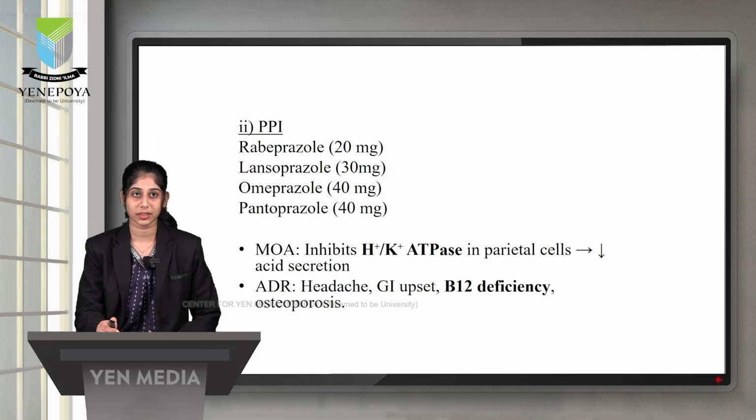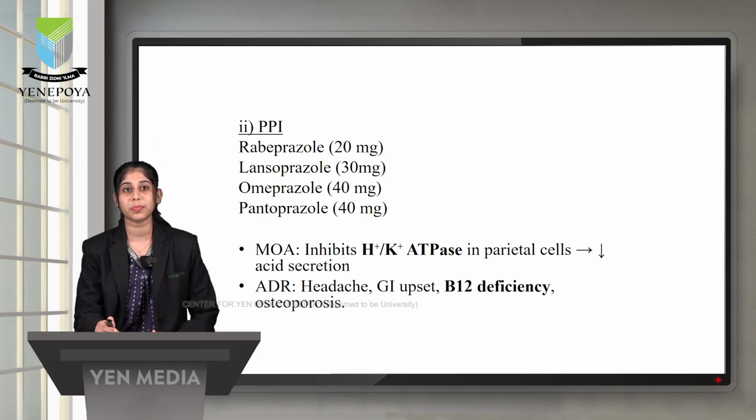Coming to the second category, that is PPI, which stands for proton pump inhibitor. Under this we have drugs such as rabeprazole 20 mg, lansoprazole 30 mg, omeprazole 40 mg and pantoprazole 40 mg. The main MOA of this drug is that it inhibits H+/K+ ATPase in gastric parietal cells, thereby acid secretion is reduced.